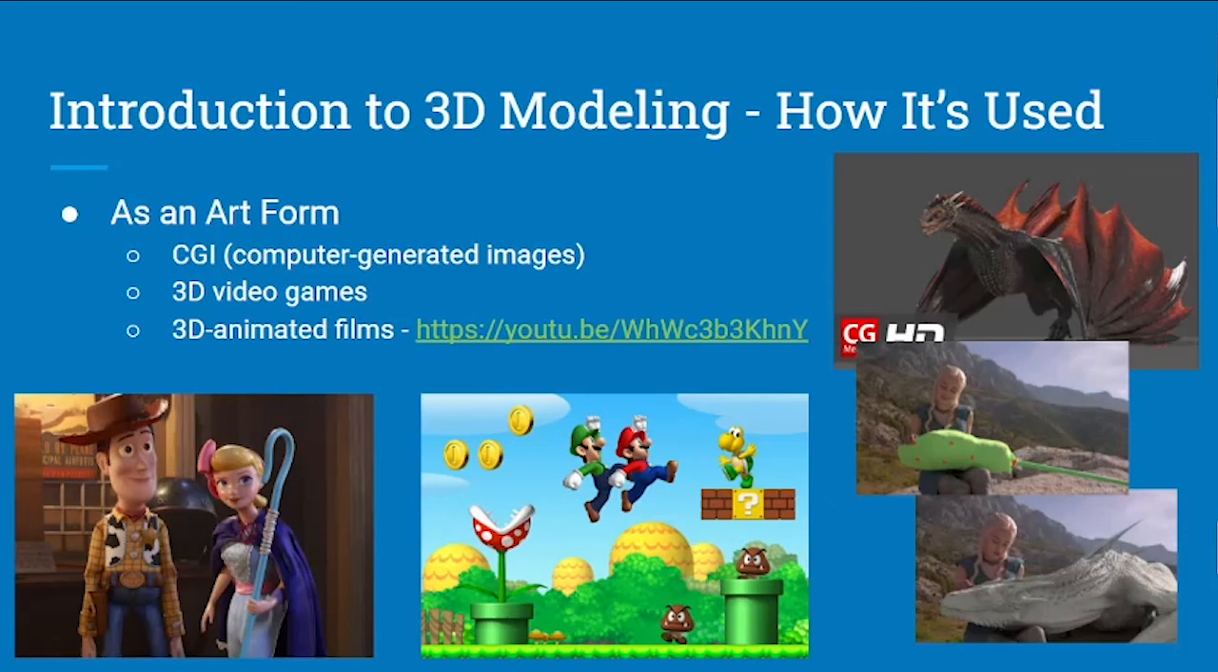Another way that 3D modeling is used as an art form is in 3D video games. I'm sure all of you have heard of the Mario games. They weren't always 3D, but they did make a jump with Super Mario 64 for the Nintendo 64. That was the first 3D Mario game, and the graphics for that were a lot more simple than they are now. Their latest Mario games have such beautiful 3D graphics.